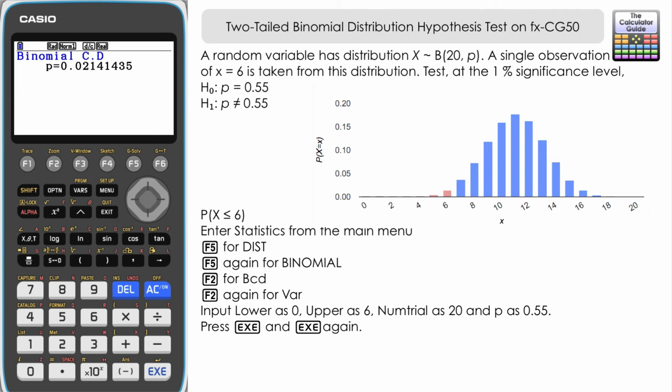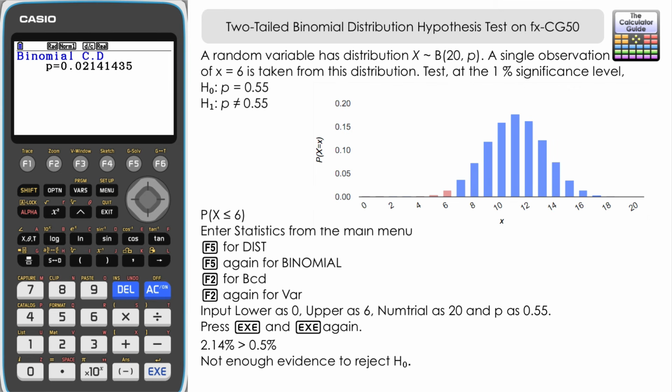What we can say is that 2.14% is greater than 0.5%. Because our result is greater, it's not lying within the critical region, which is less than 0.5%. Therefore there is not enough evidence to reject H0. There's not enough evidence from this particular test to reject H0, so we have to accept it. So we can say from this test that H0 is true, that p equals 0.55. There's enough evidence at the 1% significance level to say that that is true.